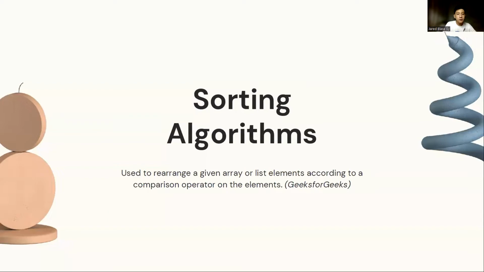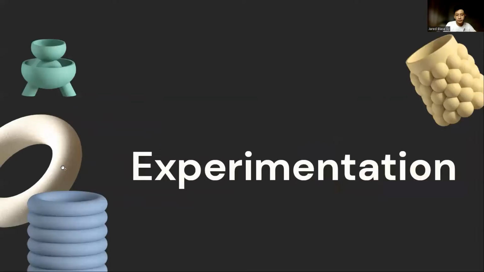A while ago, I mentioned that we'll be analyzing sorting algorithms, but what are they in the first place? Sorting algorithms are used to rearrange the elements in a list based on a comparator, most commonly greater than or less than signs, to arrange elements in descending or ascending order.